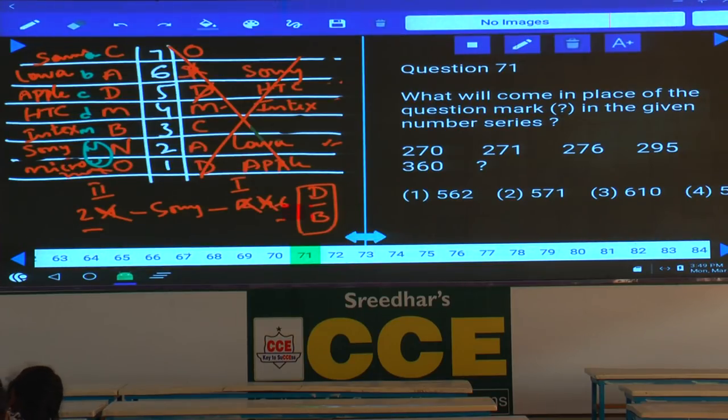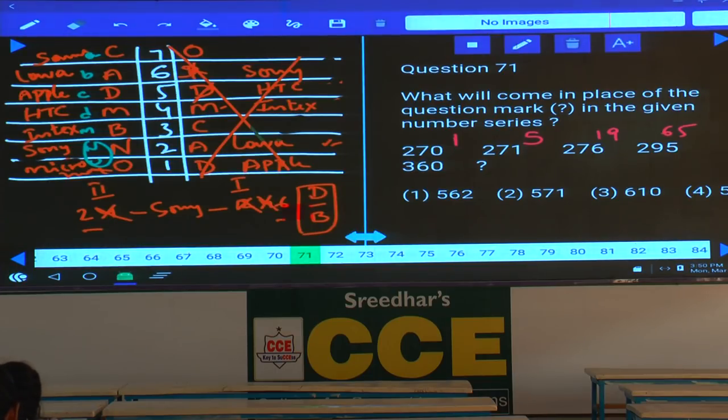Number series 71 to 75. Now in this 71 to 75, first, as the numbers are increasing at a very small rate, it must be under which category? Difference. Now 1, and the next difference is 5, and 5 and 76 and 295, what is the difference here? 19, isn't it? And next 295 and 360, the difference is 65. Then what should be the next difference?